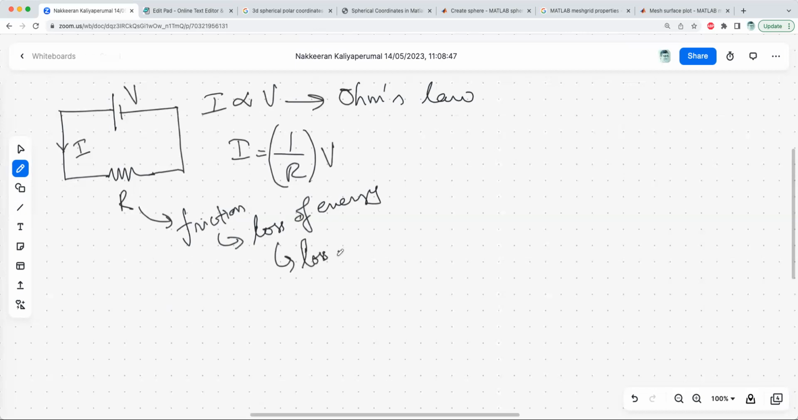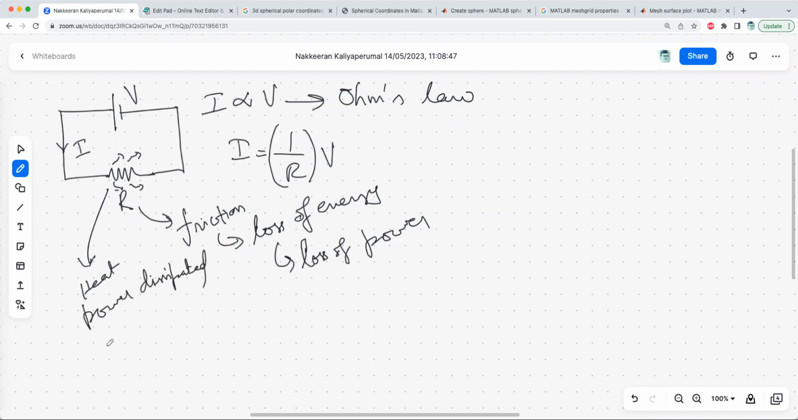So there will be heat energy. This will be dissipating heat to the surroundings. So there is power dissipated as heat to the surroundings. Do you get that?